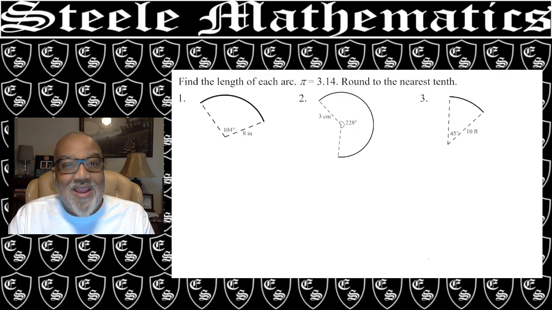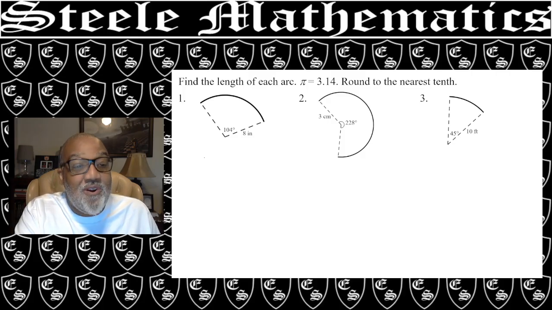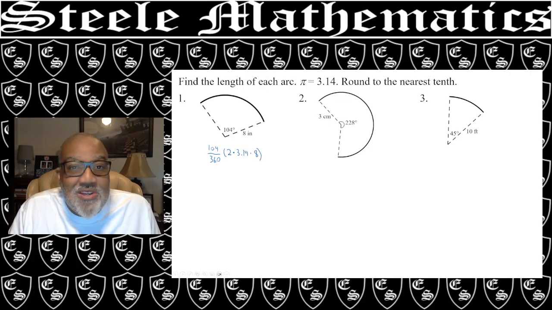All right, let's say you are asked to find the length of each arc. Pi is 3.14, and we're going to round to the nearest tenth. Well, theta is 104 degrees. Therefore, this is 104 over 360 times the circumference of the circle, which is 2 times pi, which is 3.14, times 8. So as you can see, this is how we set it up to find the length of the arc.